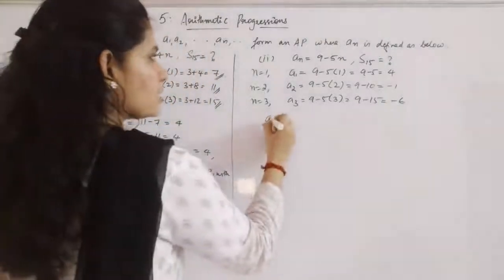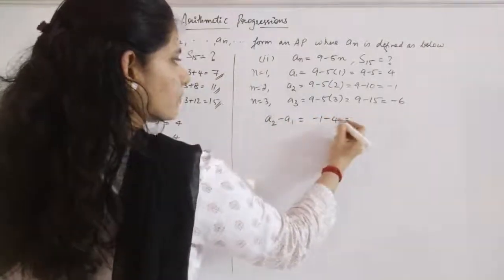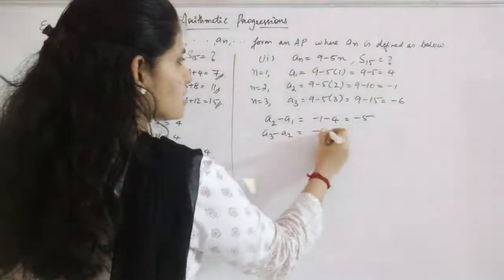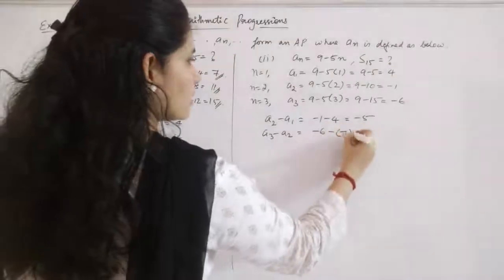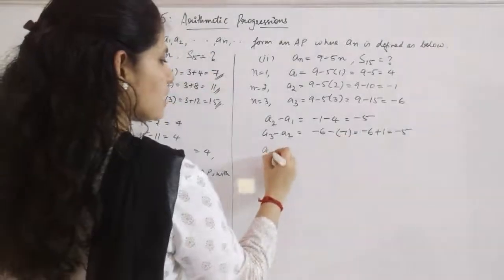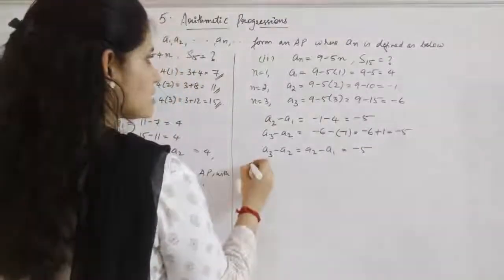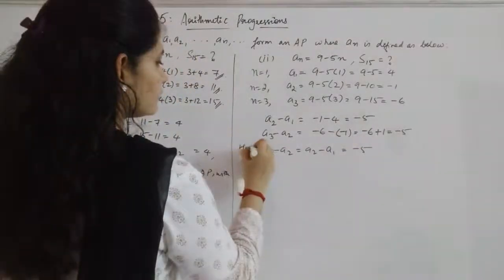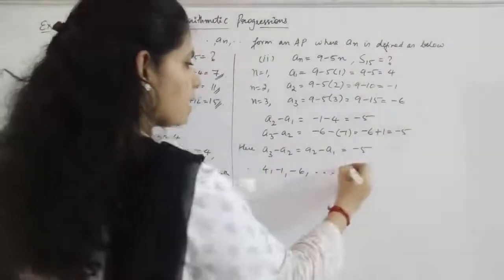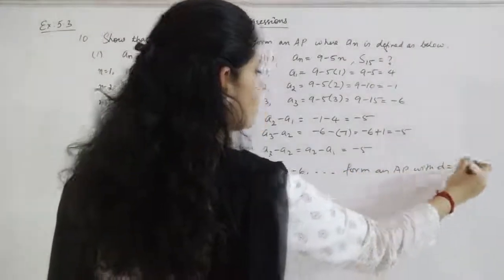Now you have to check for what is your a2 minus a1, which is a2 is minus 1 minus a1 is 4, so you get minus 5. What is a3 minus a2? a3 is minus 6 minus of a2 is minus 1, so you get minus 6 plus 1, which is again minus 5. That means here again you are getting a3 minus a2 is same as a2 minus a1, which is equal to minus 5. That means you can say that therefore, what are the terms you are getting? 4, minus 1, minus 6, etc. forms an AP with common difference d as minus 5.